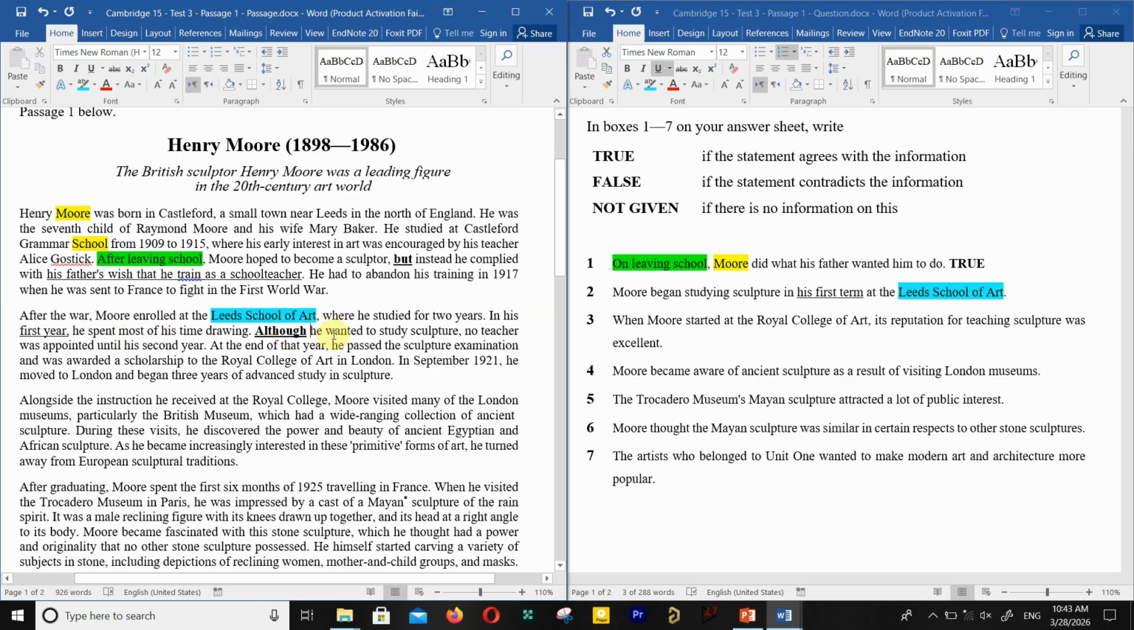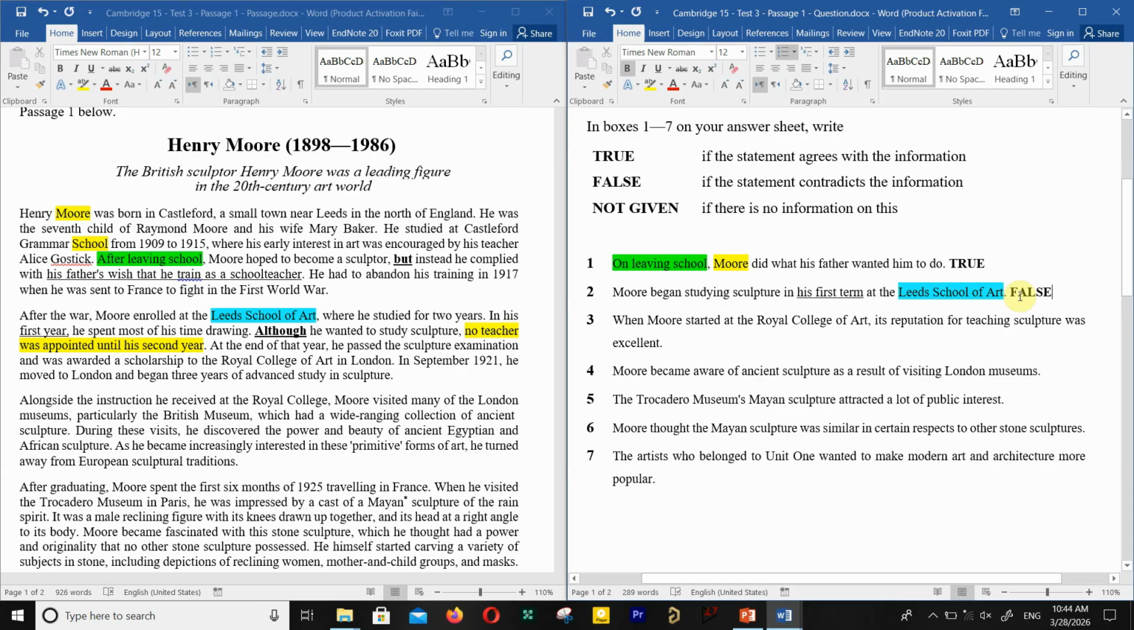Maybe the answer is after that. He wanted to study sculpture. No teacher was appointed until his second year. So he did not study sculpture in his first term. This is absolutely false because no teacher was appointed until his second year.